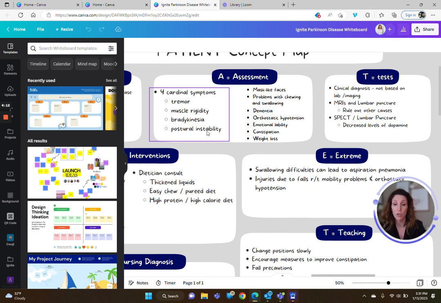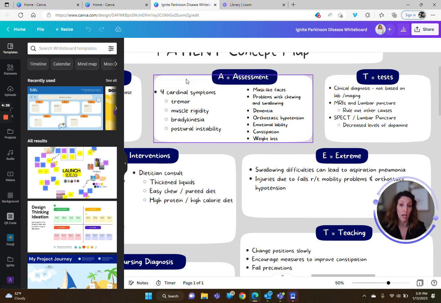And then postural instability, which just means their posture is unstable. So they have a center of gravity that is off. So instead of standing straight up and knowing I'm standing straight up, they're maybe leaning forward, and they're just more likely to fall because of that. Those are the 4 cardinal symptoms. So these are the kinds of things that they look at to diagnose Parkinson disease.